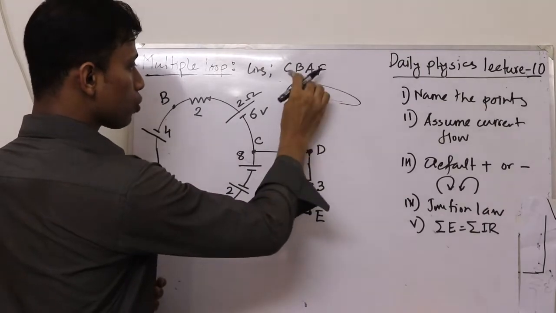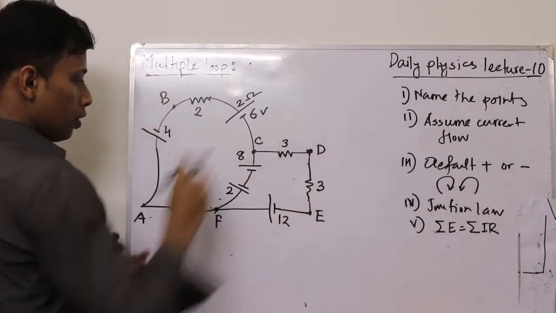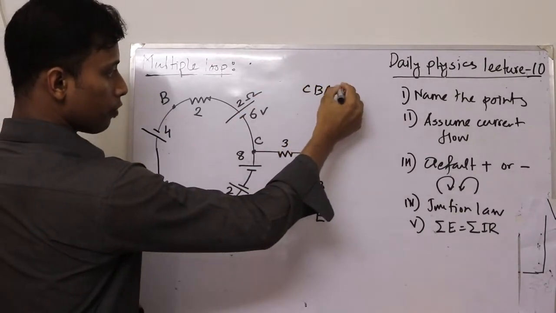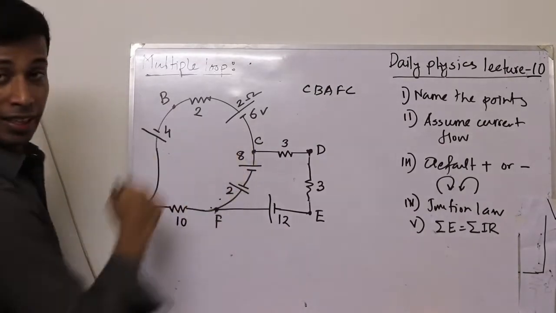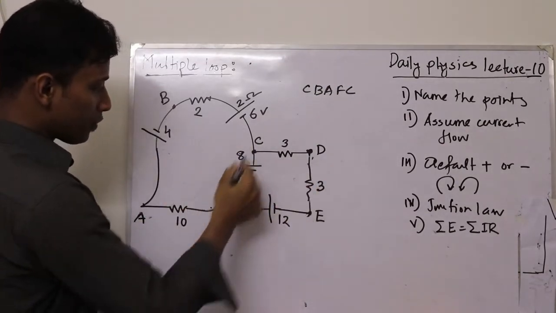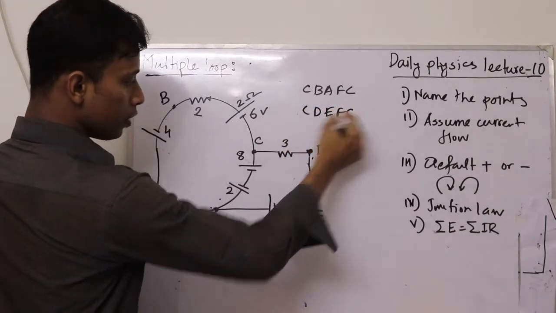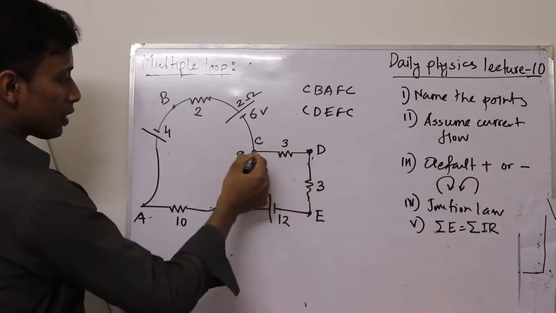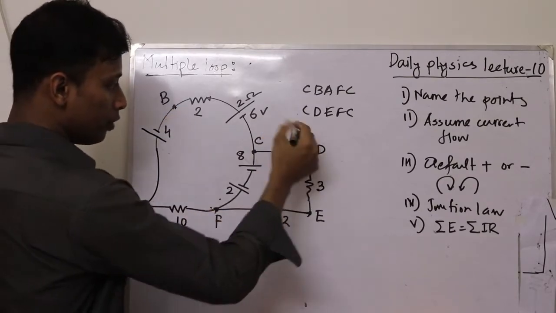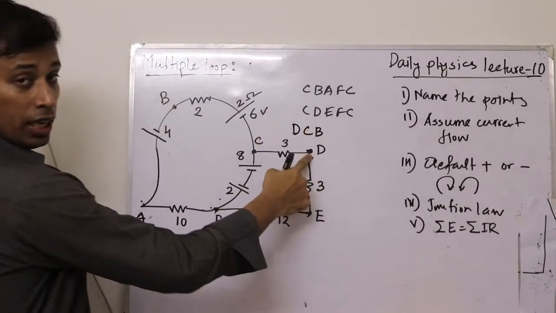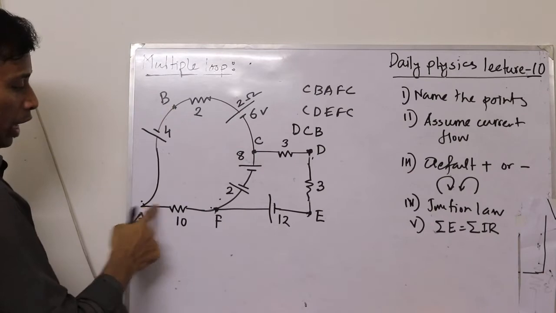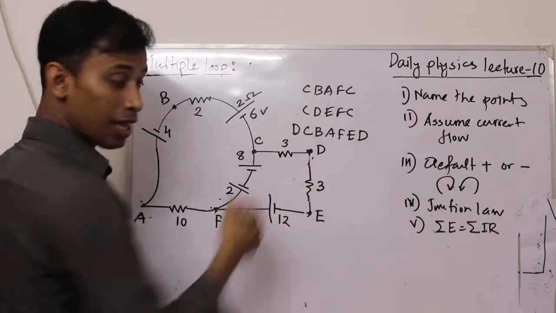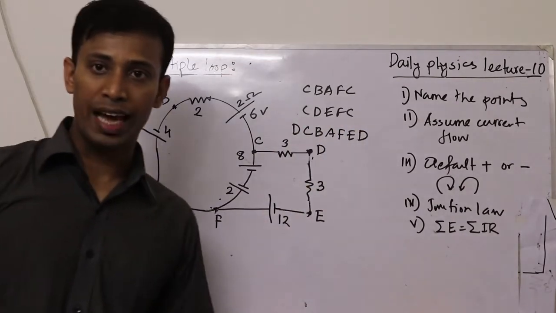And what are the loops? Here we have 3 loops. This is one loop, C, B, A, F, C. The left loop, C, D, E, F, C, is the small one, the second loop. And the total loop, D, C, B, A, F, E, D, is the third loop. So there are 3 loops, 3 lines, 2 junctions.